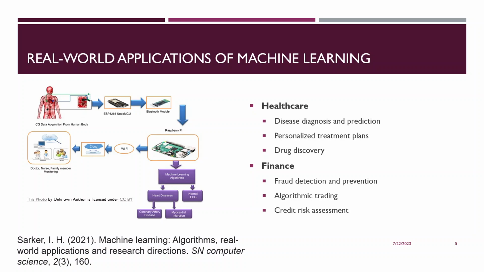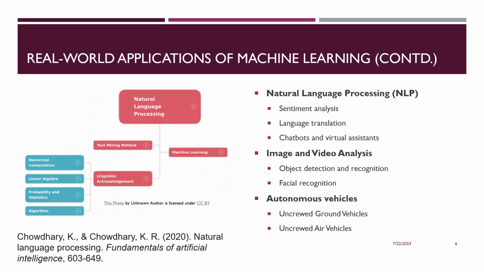It used to be some of the more advanced industries like space, transportation, logistics, where there was a lot more money that could be had in applying machine learning. Nowadays, you see it in healthcare, you see it in finance, you see it also in image and video analysis, autonomous vehicles for uncrewed ground vehicles, uncrewed air vehicles. There's just a lot out there.